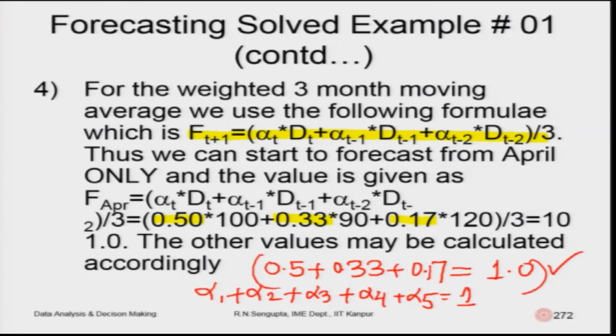Similarly, if it is the next month, May, so in that case, the alpha T minus 1, alpha T minus 2 would be for the corresponding just 3 months behind me.